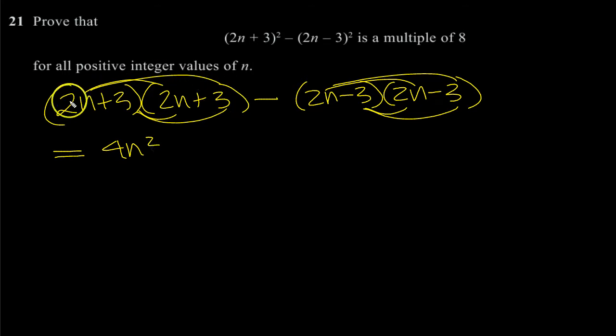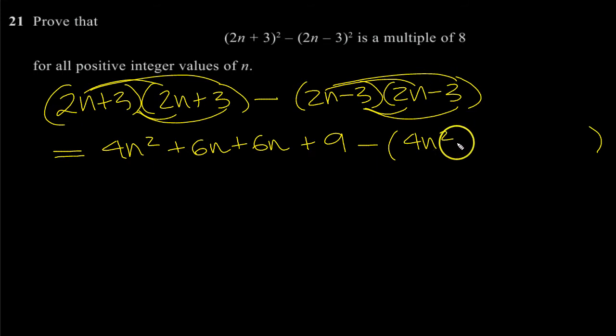Then we've got 3 2n's, which is 6n. Third line, 3 2n's, another 6n. And then 3 times 3 with a plus is 9. Minus bracket, because it's minus this whole object here, and inside the whole object we've got 4 lines again. 2n times 2n is 4n squared, minus 6n, second line, minus 6n for the third, and minus times a minus is a plus. 3 3's are 9.